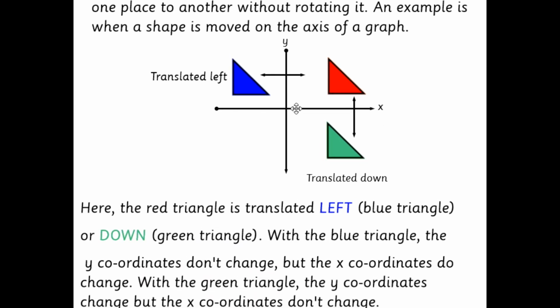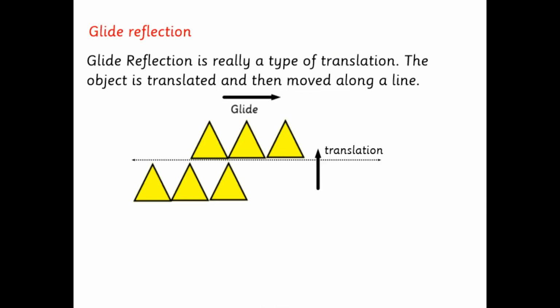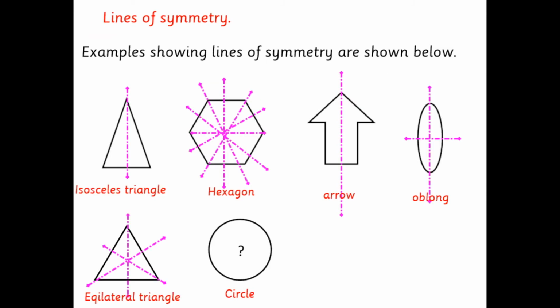If you look at it, if you move this way, the y coordinates are not changing, just the x coordinates. Move it this way, the x coordinates are not changing, but the y coordinates are changing. And glide reflection is really a type of translation. The object, that's this thing here, is translated upwards and then moved along the line that way. Translation, glide.